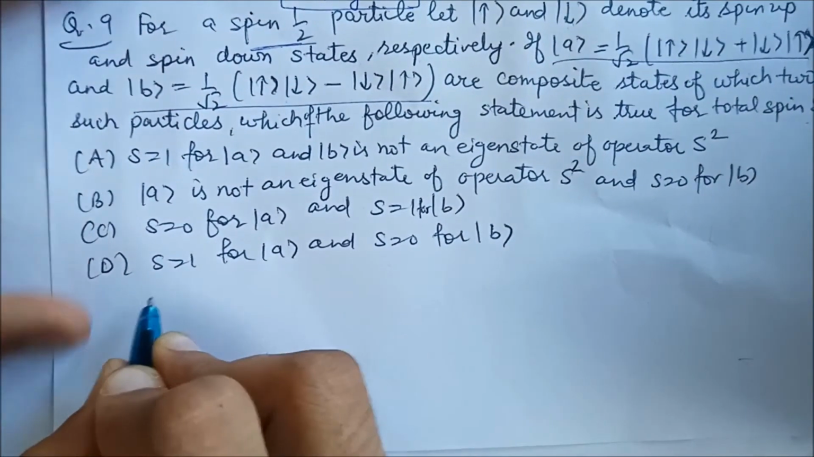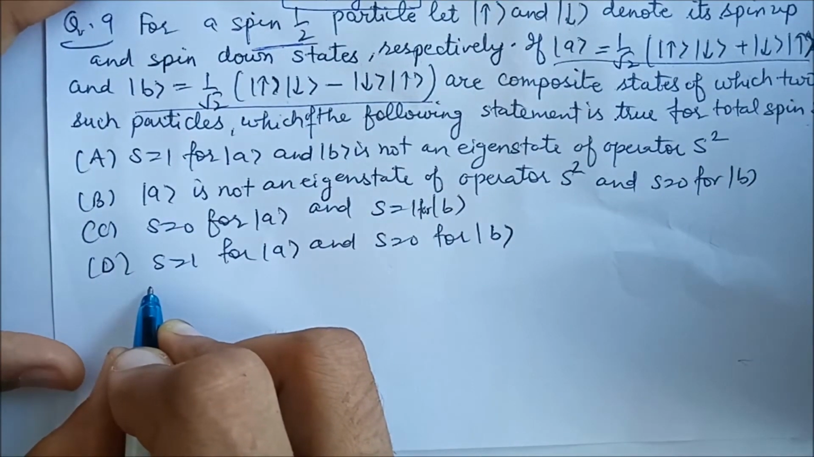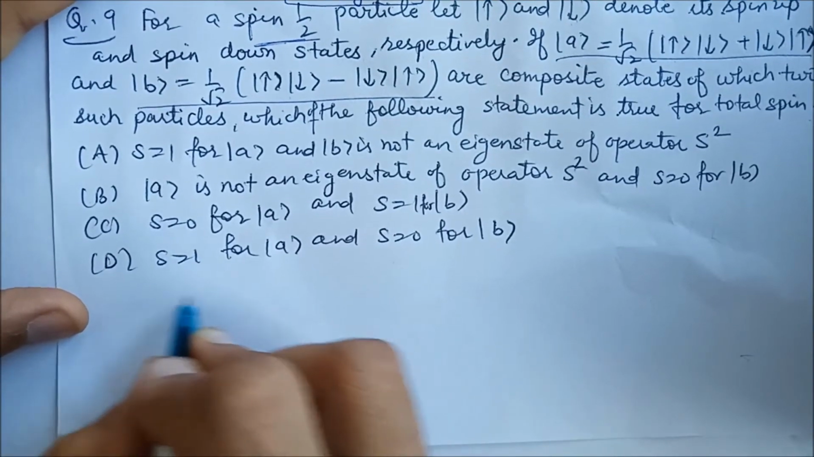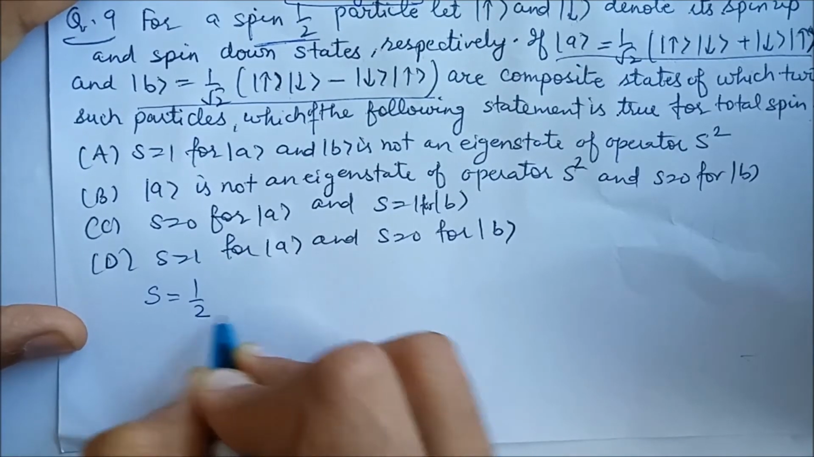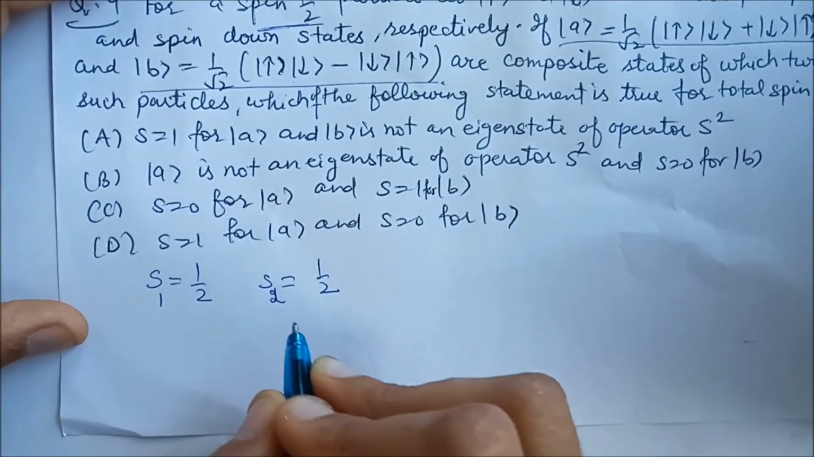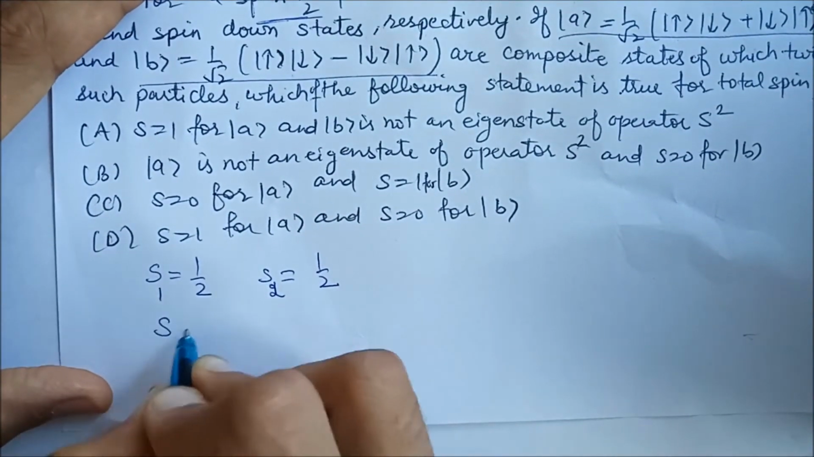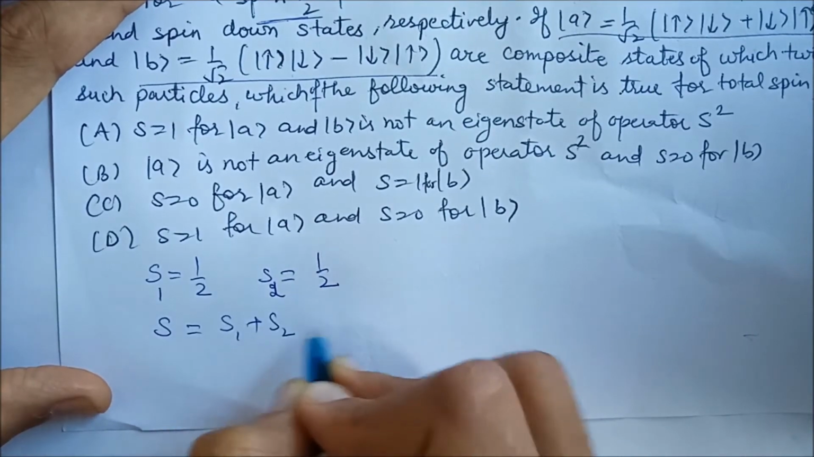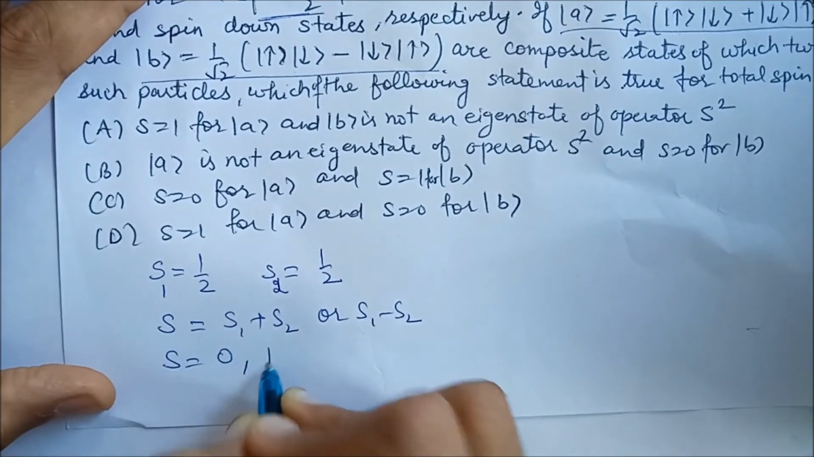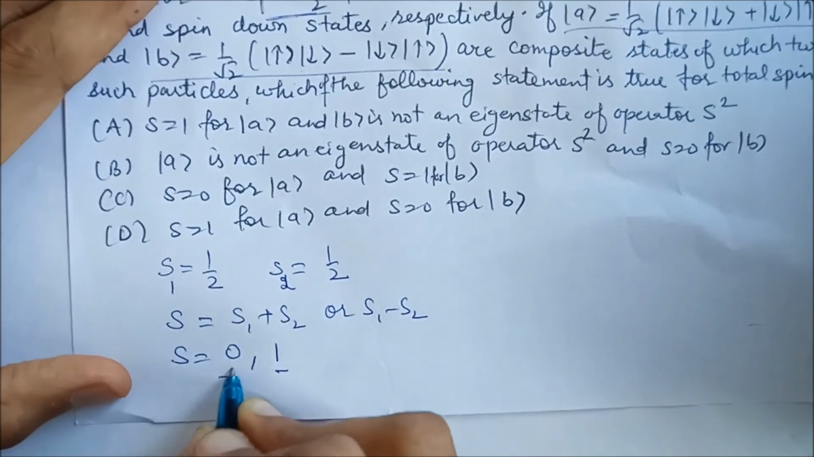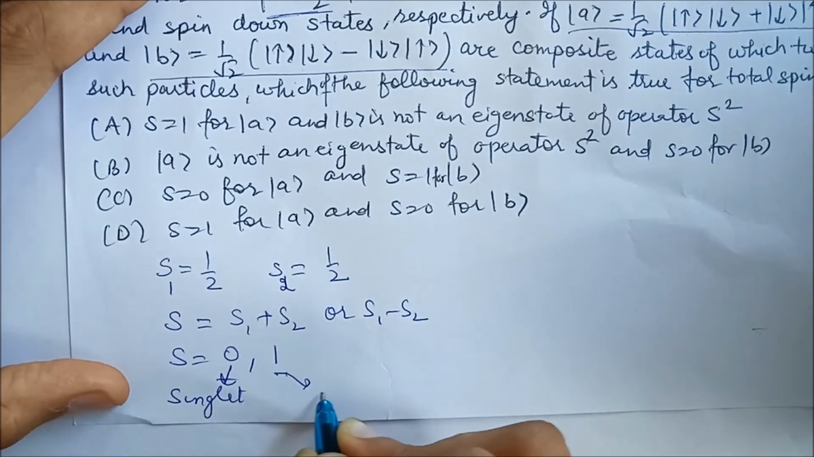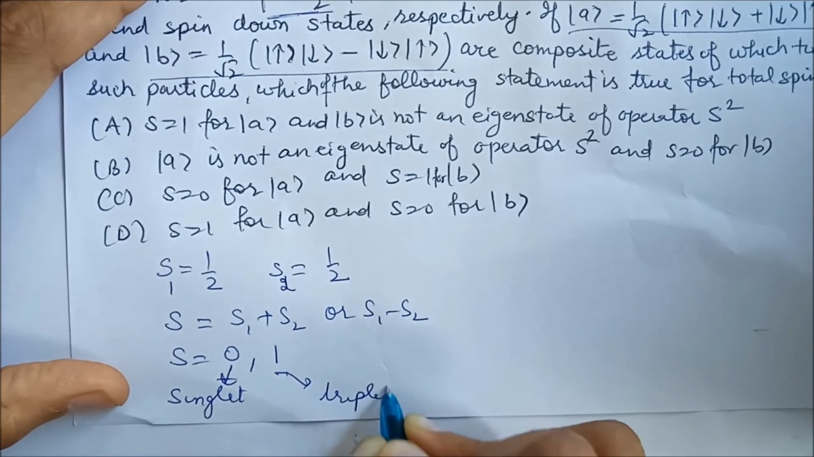So this is a very easy question. You must have studied this in quantum mechanics in BSc second year, you can check there. When we have two spin half particles, suppose S1 and S2 are the spins of the two particles, then total spin is equal to either S1 plus S2 or S1 minus S2. So S is equal to 0 or 1. S equal to 0 is called the singlet state, and S equal to 1 is called the triplet state.